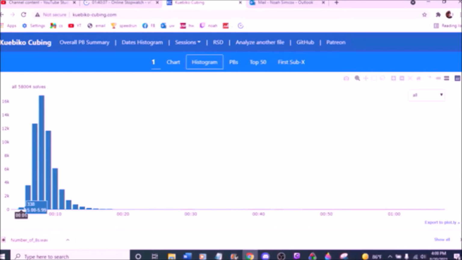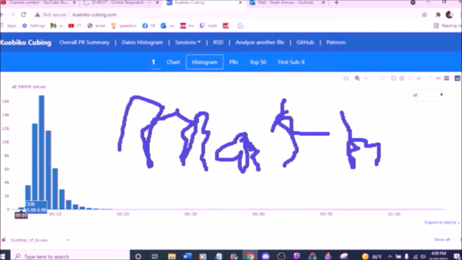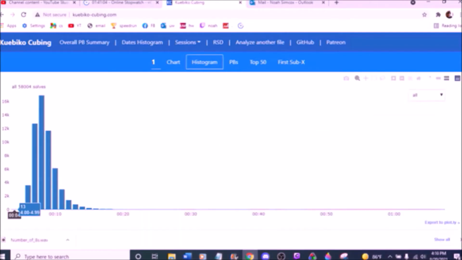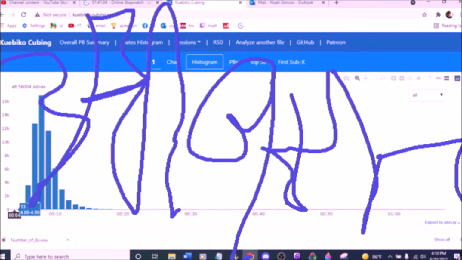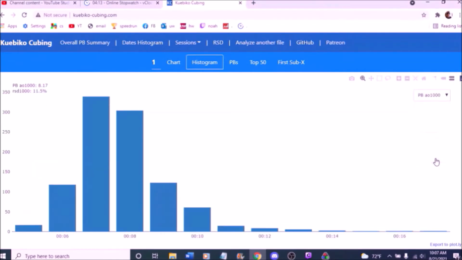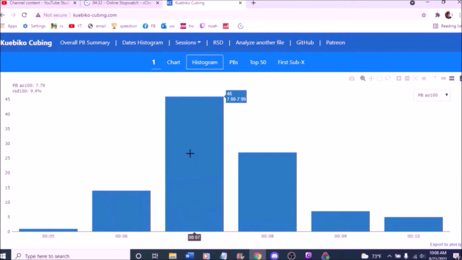I got 338 5s, which is 0.6%, or 6 out of every 1,000 solves. I got 13 4s, which is 0.02%, or 2 out of every 10,000 solves. Looking at the distribution on my PB average of 1,000, I got more 7s than 8s, and the chance of getting a 6 increased to almost the same chance as getting a 9. This effect is more pronounced in my PB average of 100, where the 7s dominate and the number of 6s is double the amount of 9s.